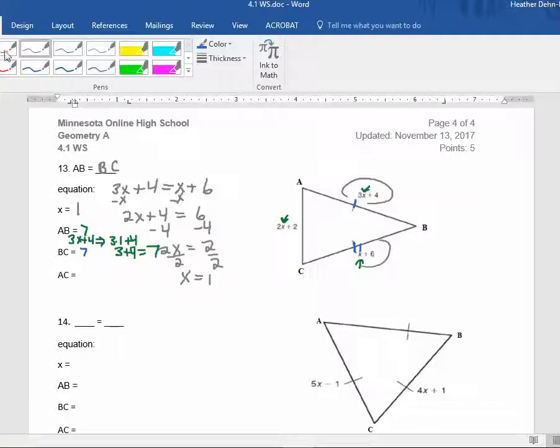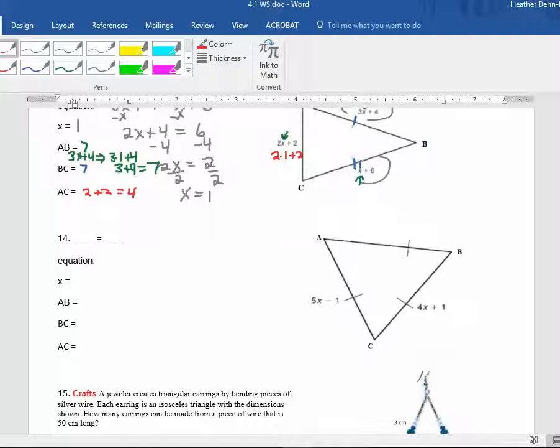And for AC, I have 2 times 1 plus 2. So 2 times 1 is 2 plus 2. This side I get 4. And now I've solved for each side length, and I'm ready to move on to the next one. In 14, this is an equilateral triangle. I can tell that because every side is marked with 1 tick mark.